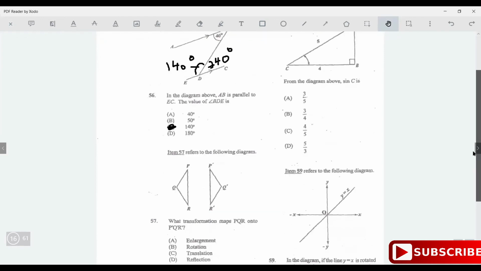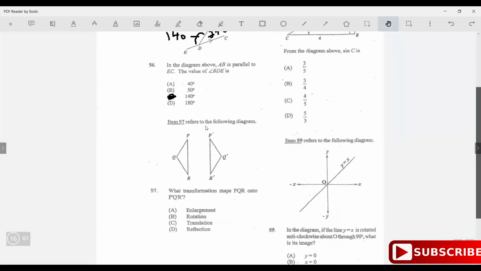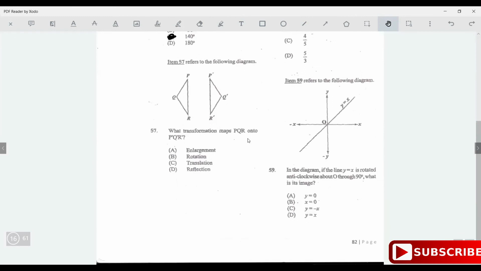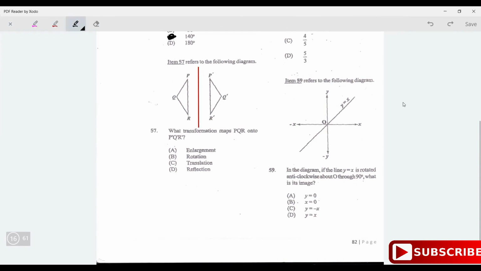Question 57. It says, which transformation maps PQR to P prime, Q prime, R prime? As you can see, those two kind of look the same. So if you just put a line in between the two of them, a mirror line, you see that they are a reflection of each other. So this is reflection. Easy question. All right, next one now.